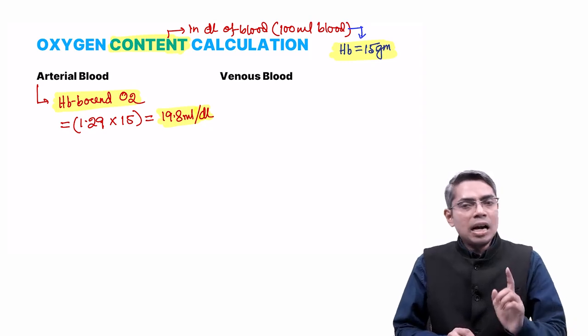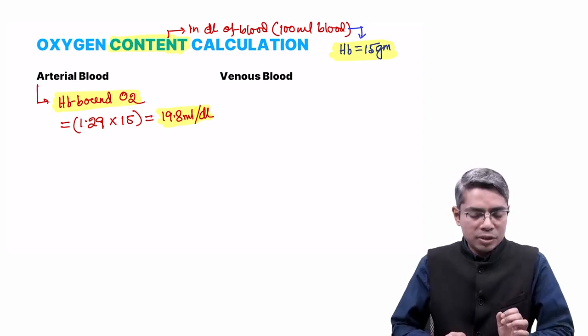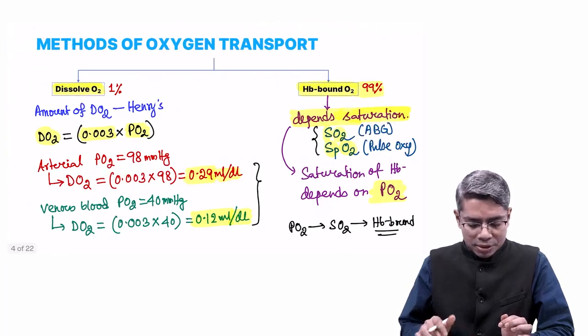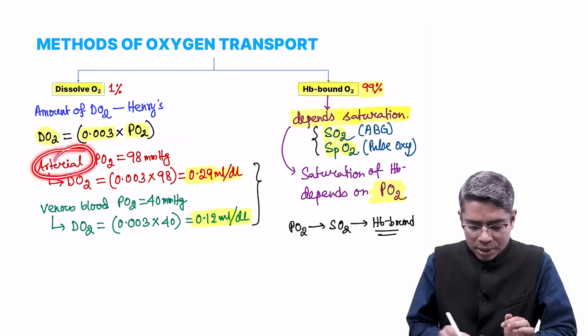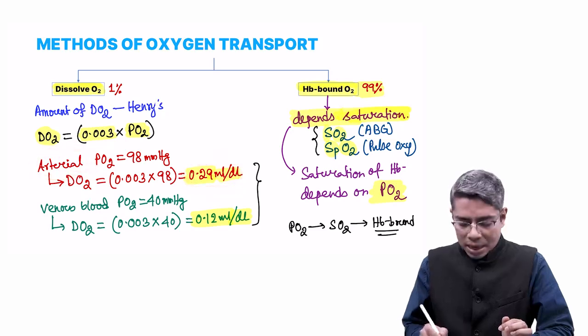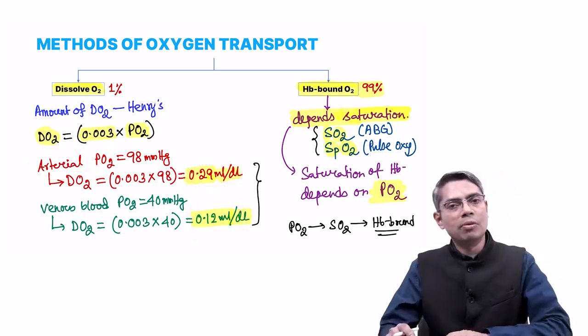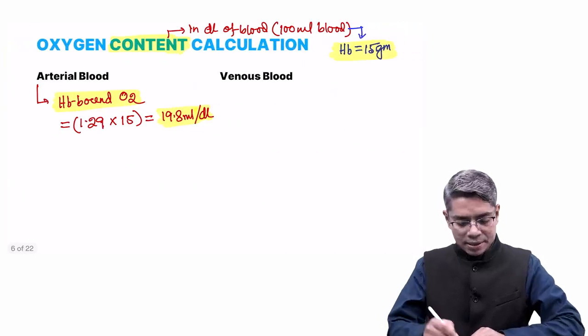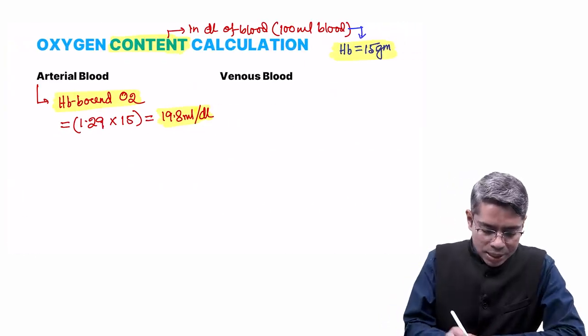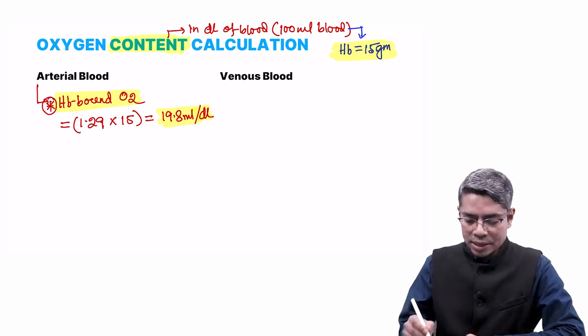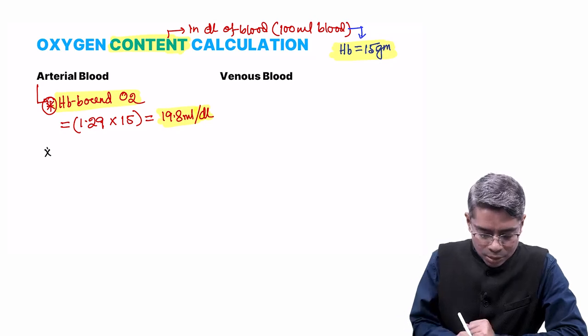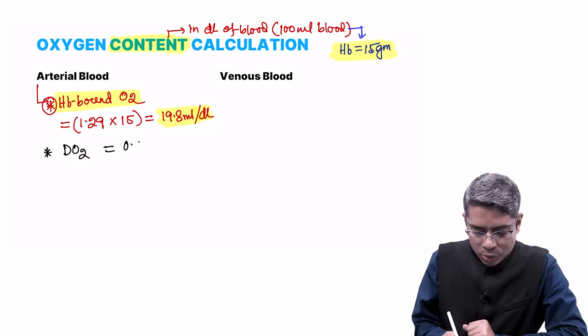But are you forgetting the dissolved oxygen content? Answer is no. Although the amount of dissolved oxygen is very less here, we have already calculated the dissolved oxygen in the arterial blood is 0.29 ml and dissolved oxygen in the venous blood is 0.12 ml. So, let's again discuss here. We have just calculated the hemoglobin bound oxygen in the arterial blood and that is 19.8. So, you have to also consider the dissolved oxygen content. The dissolved oxygen content in the arterial blood is 0.29 ml per deciliter of blood.